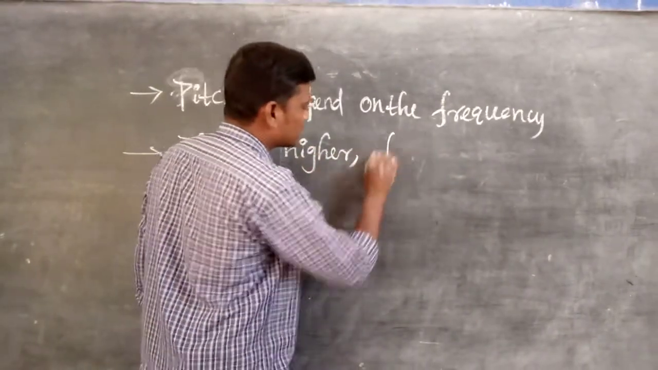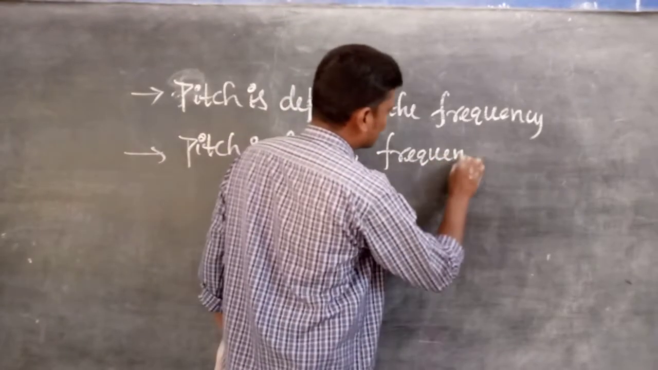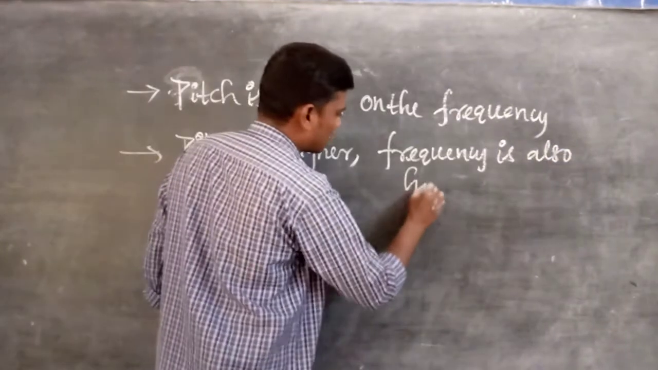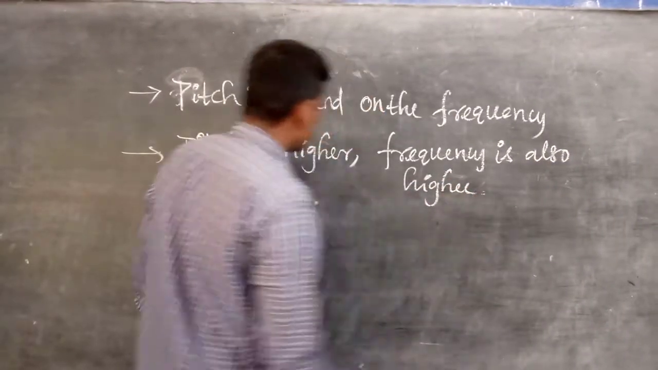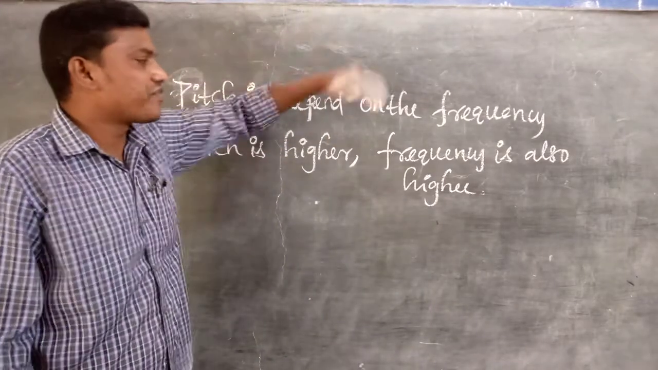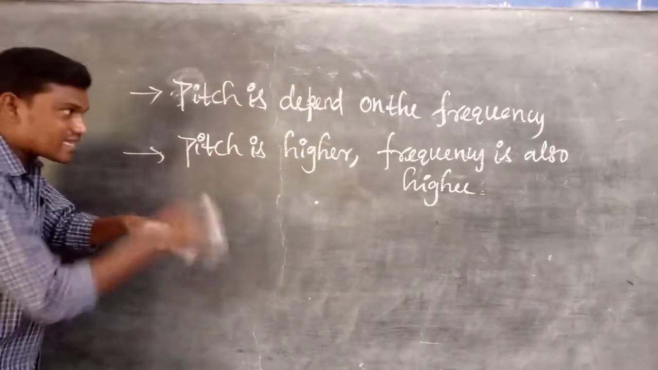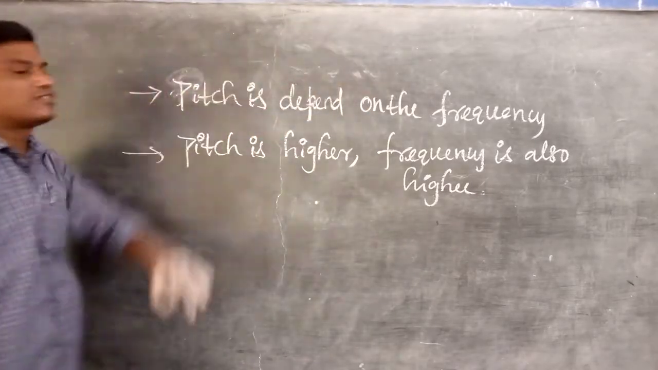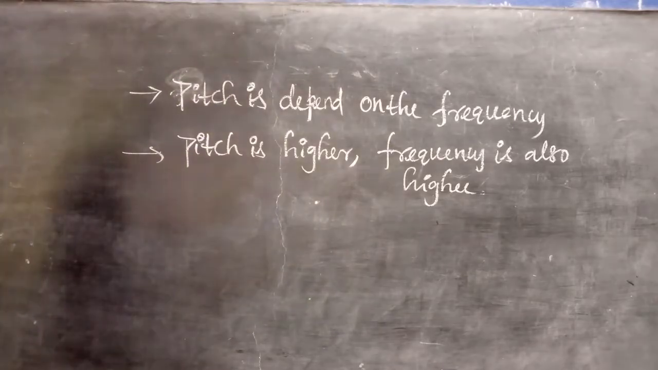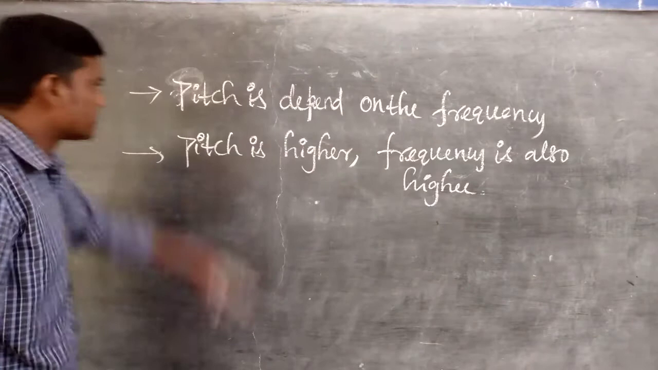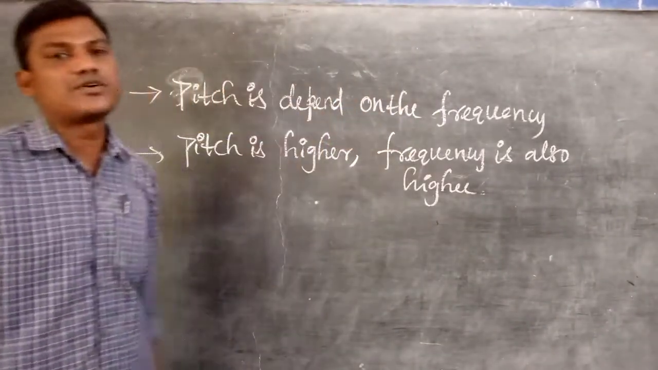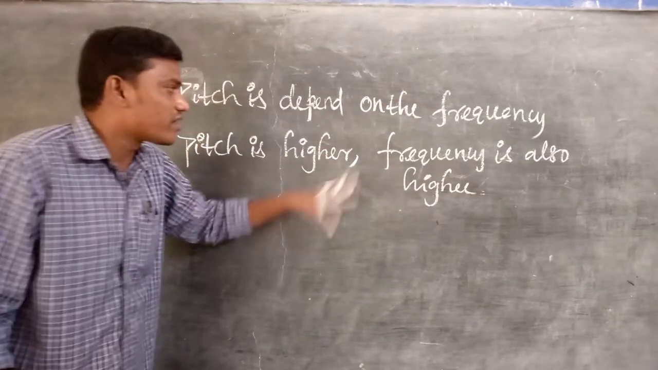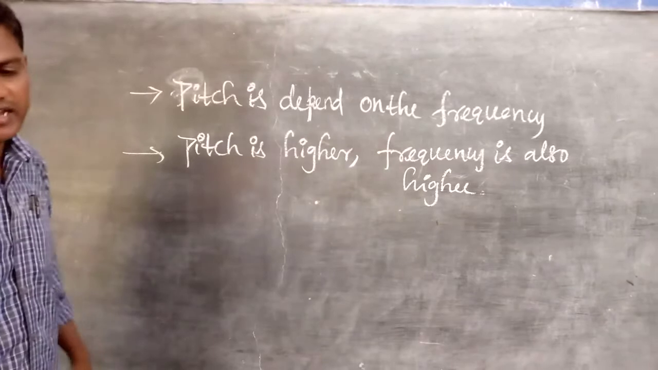If pitch is higher, frequency is also higher. That is, if the pitch is more, frequency is also more. If pitch is less, frequency is also less. Pitch is directly proportional to frequency. That is the meaning of that. So if pitch increases, frequency also increases. If pitch decreases, frequency also decreases. Simply, if pitch is higher, frequency is also higher. If pitch is lower, frequency is also lower. You can also write that.